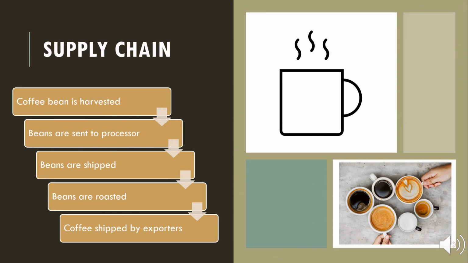A brief overview of the product supply chain is pictured on this slide. To start the chain, we will focus on how coffee is harvested, what happens in the processing stage, how they are shipped, roasted, and then shipped again by exporters.